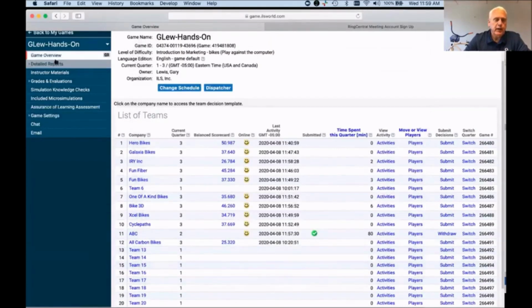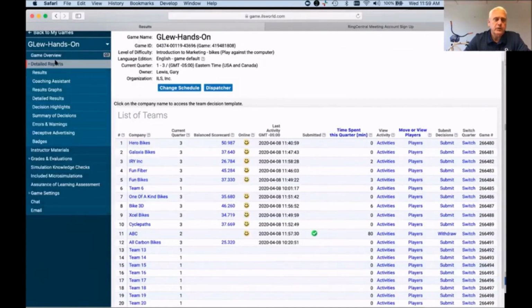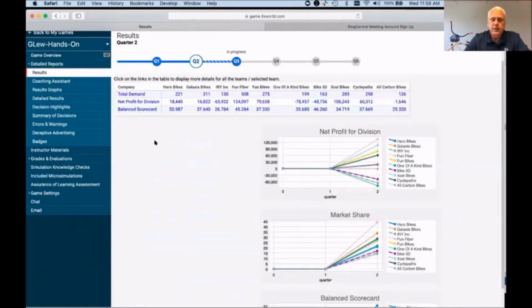Other things I can look at under detailed reports. This gives me a view of how everybody did in the quarter 2, the first quarter, a test market, what their demand is, and you can compare yourself to everybody else. Several teams have made a profit and others have a loss, and then what the balanced scorecard scores are. All right, and so this gives me a quick overview.